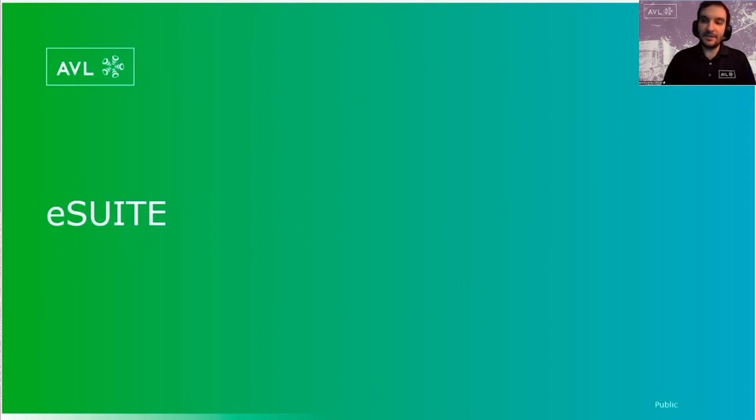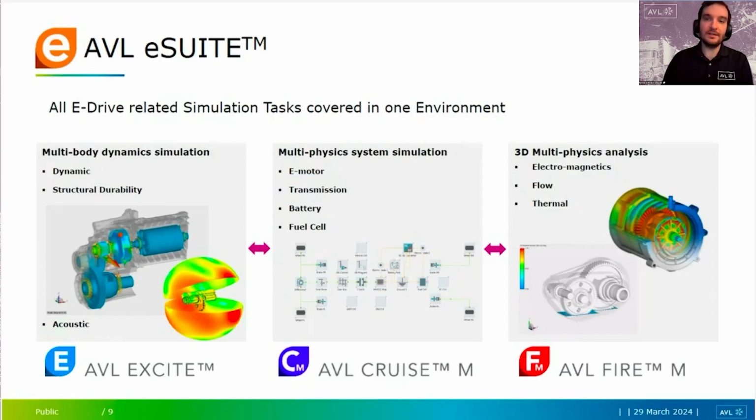So I'm going to jump into our E-Suite now real quick. The E-Suite is effectively a combination of three of our simulation tools at AVL: AVL Excite, AVL CruiseM, and AVL FireM. I need to have this slide to show you, because we're going to be talking about these tools throughout this presentation. Excite is a multi-body dynamic simulation tool. CruiseM is a multi-physics system simulation tool. And FireM is a 3D CFD tool, where you can do the electromagnetic calculation as well as detailed thermal studies.